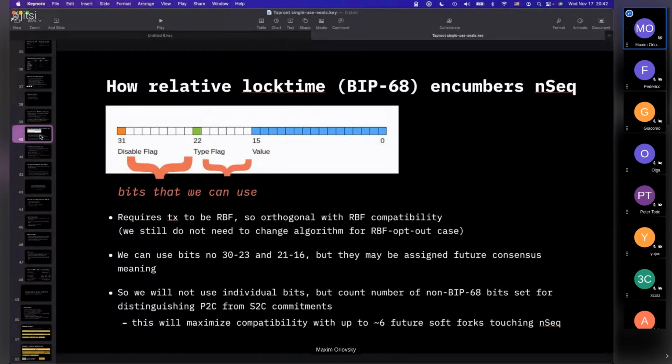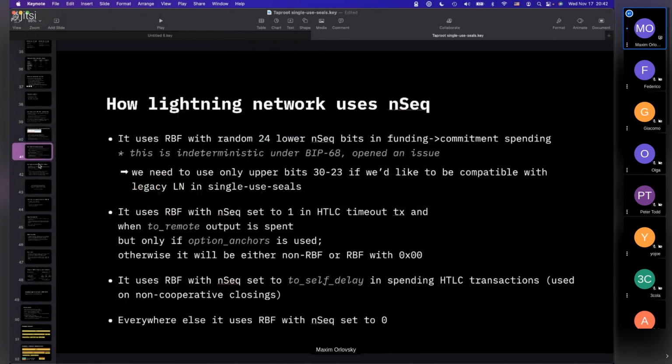So the point we arrived at is that Peter Todd's proposal, on not using n-sequence signaling but instead committing to the specific pay-to-contract or sign-to-contract scheme at the moment of single-use seal definition, seems to be the most reasonable one. Yep, sounds good to me. Giacomo? Yes. And Federico? Yeah. Okay, so let's stick with that.